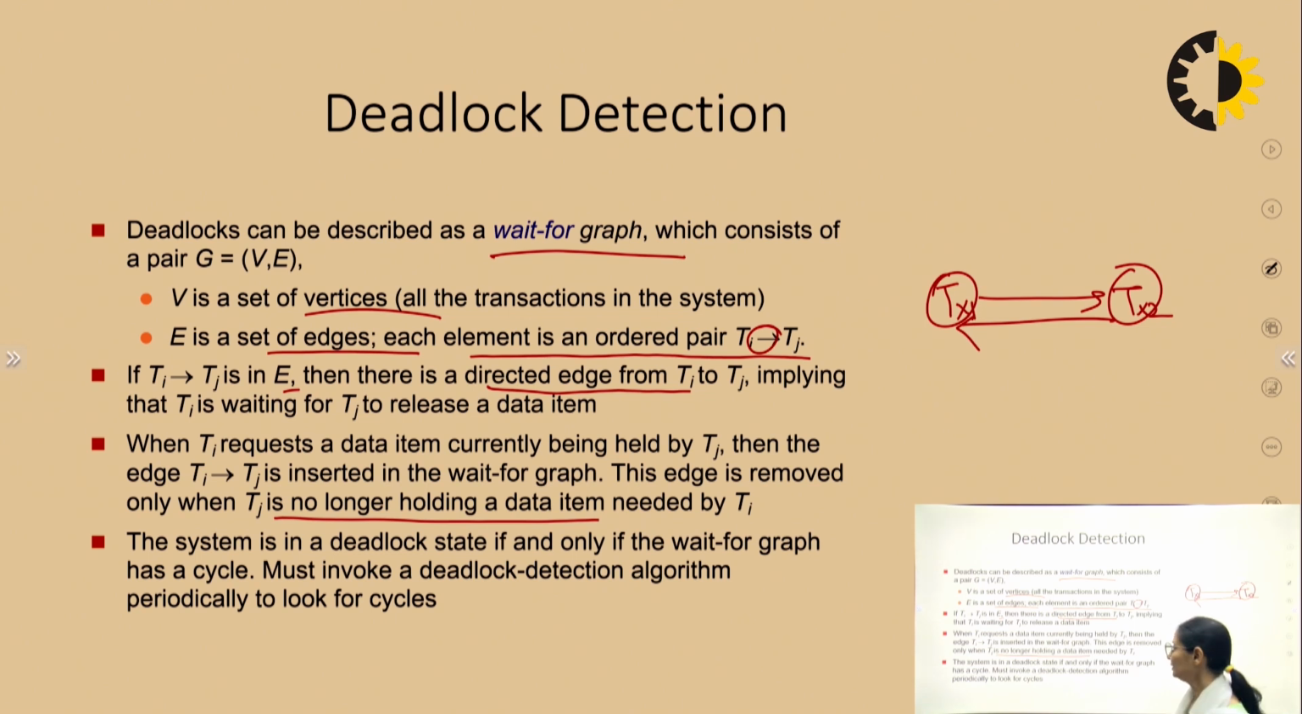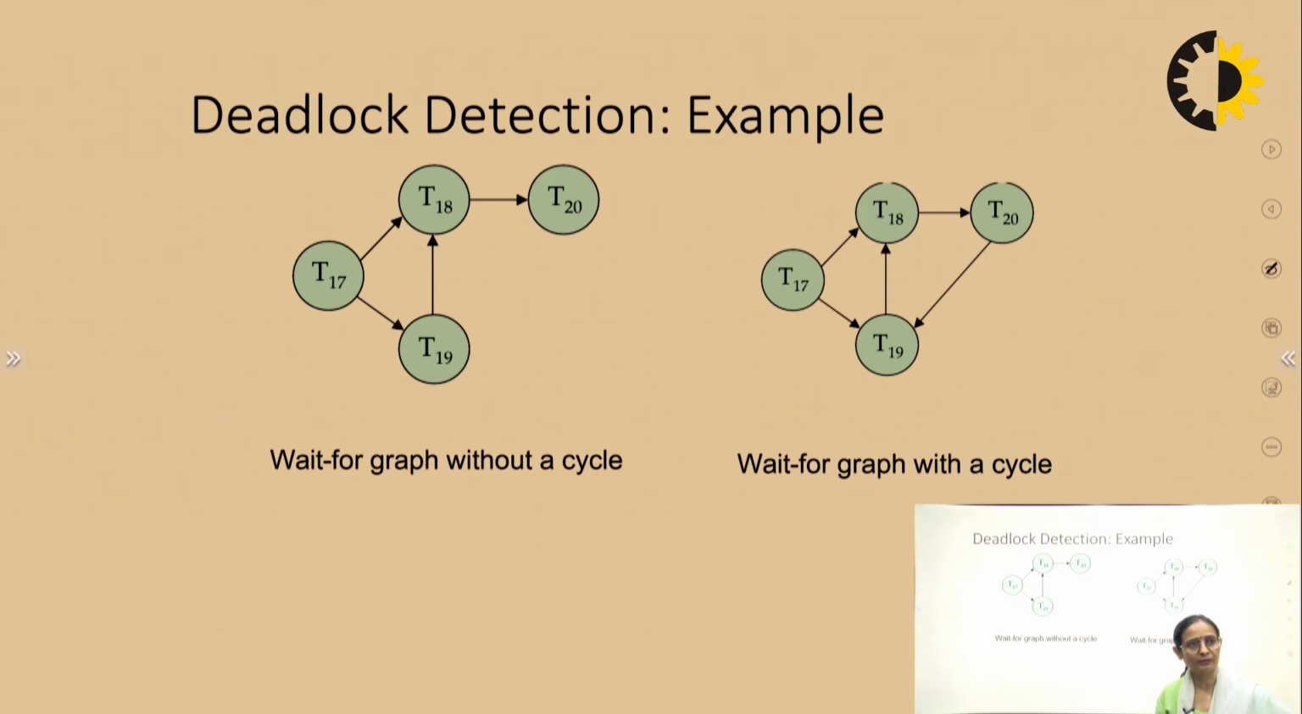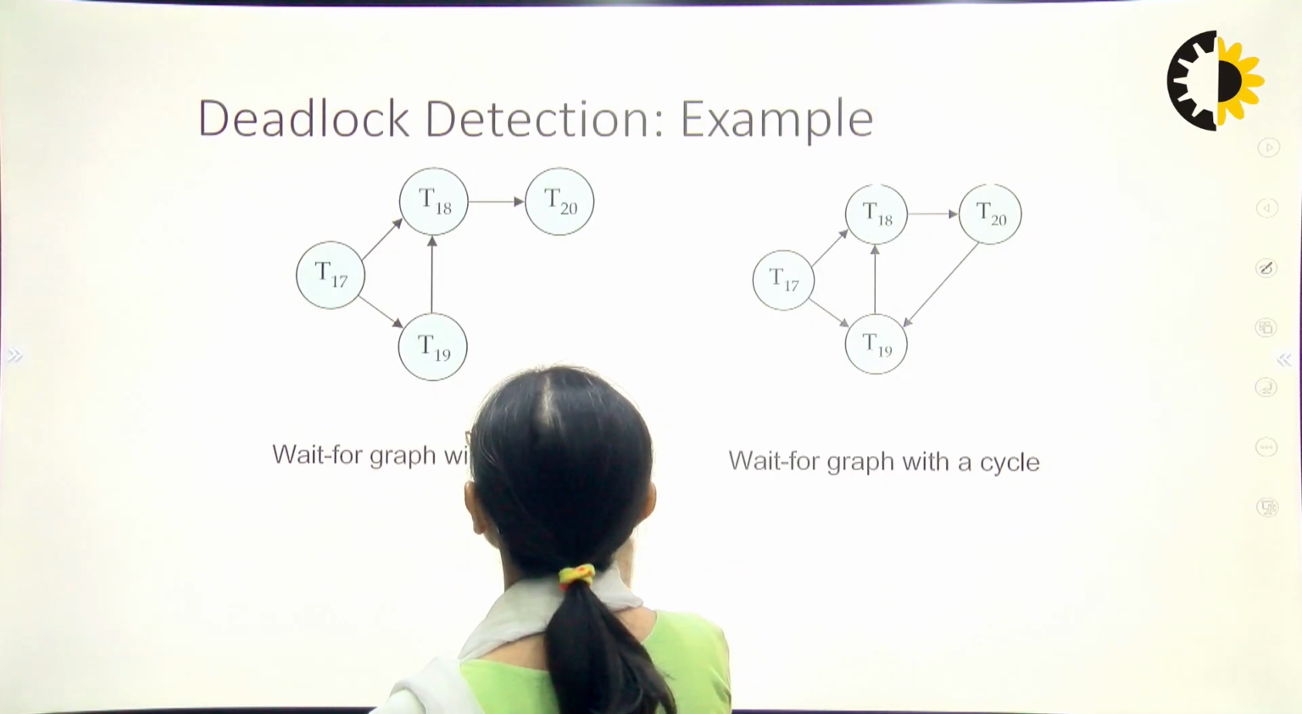So the system is in a deadlock state if and only if the wait-for graph contains a cycle. For this, we need to invoke the deadlock detection algorithm periodically in the system to look for cycles. For example, this is the wait-for graph without a cycle.